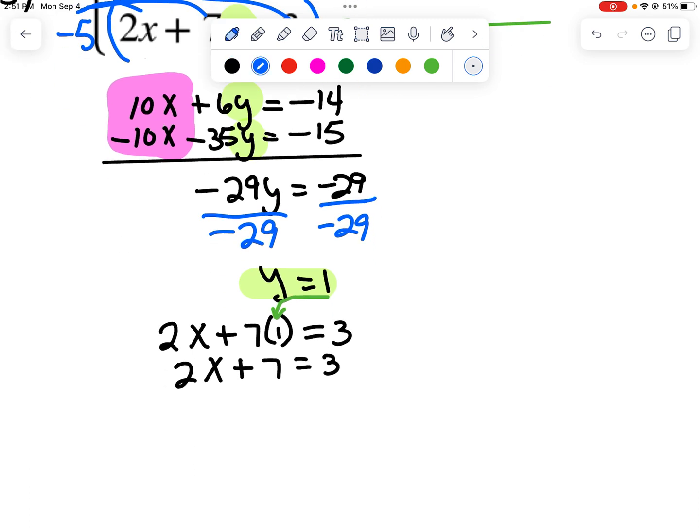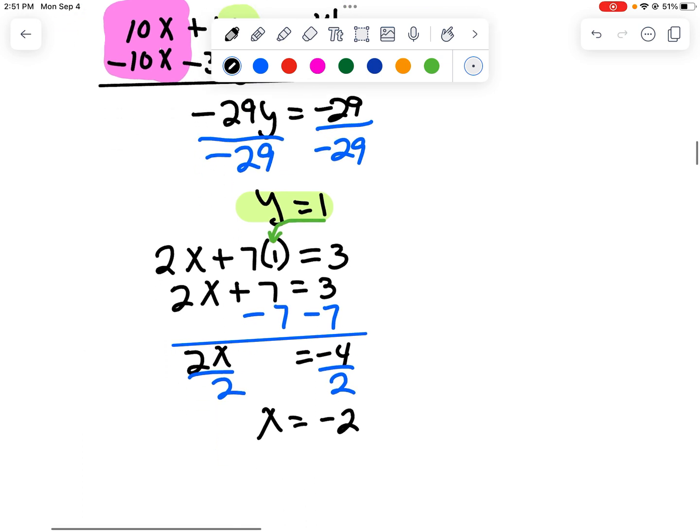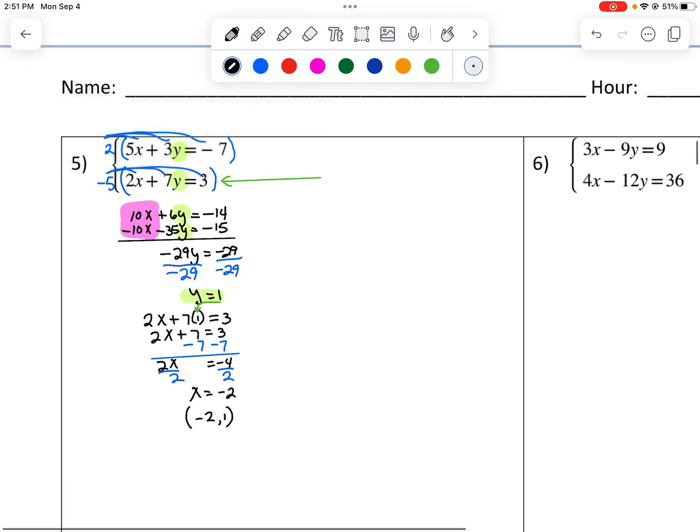I am going to subtract 7 from both sides of the problem in order to isolate 2x. That's going to give me 2x is equal to negative 4. I'm going to divide by 2. That is going to give me x is equal to negative 2. So my answer is negative 2, 1. So the two lines would intersect at the ordered pair, negative 2, 1. And there we go, voila.